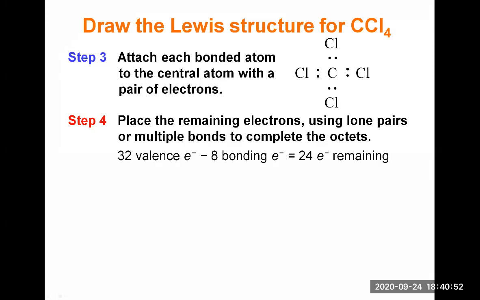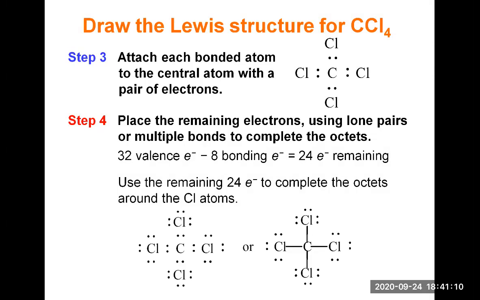So 24 electrons that we will use as lone pairs on the chlorines, right? Because you start giving the lone pairs on the outside atoms first. So each chlorine will get 3 lone pairs, right? If you give 3 lone pairs to each chlorine, they will have those 6 electrons as lone pairs plus 2 electrons for the single bond. And so that's going to give an octet to each chlorine. And then all the chlorines have octets.